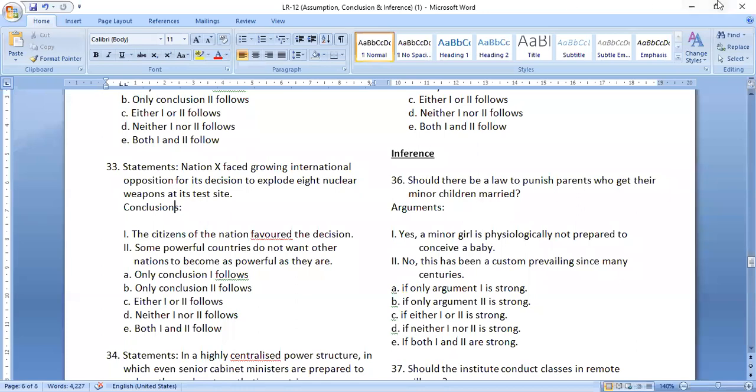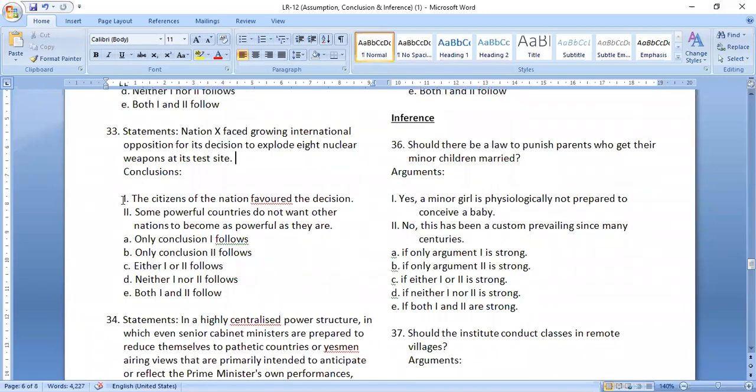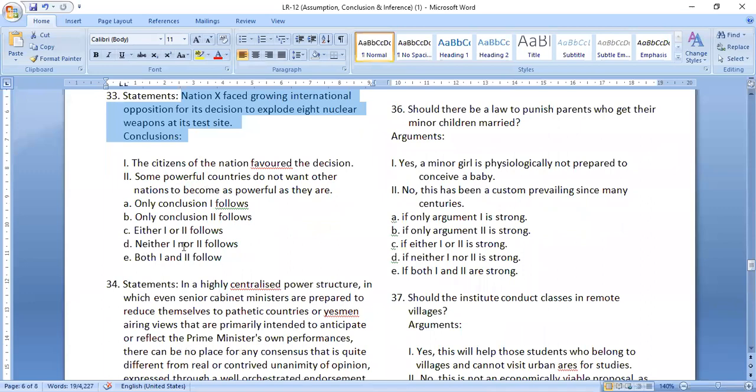Okay, so it faced international opposition for its decision to explode 8 nuclear weapons at its test site. So the first conclusion is the citizens of the nation favored the decision. We don't know about this. Some powerful countries do not want other nations to become as powerful as they are. Neither. Again, neither, right? Very good. Because you can't conclude. You put it therefore, and neither of them fit. Very good. I think it's again option D.